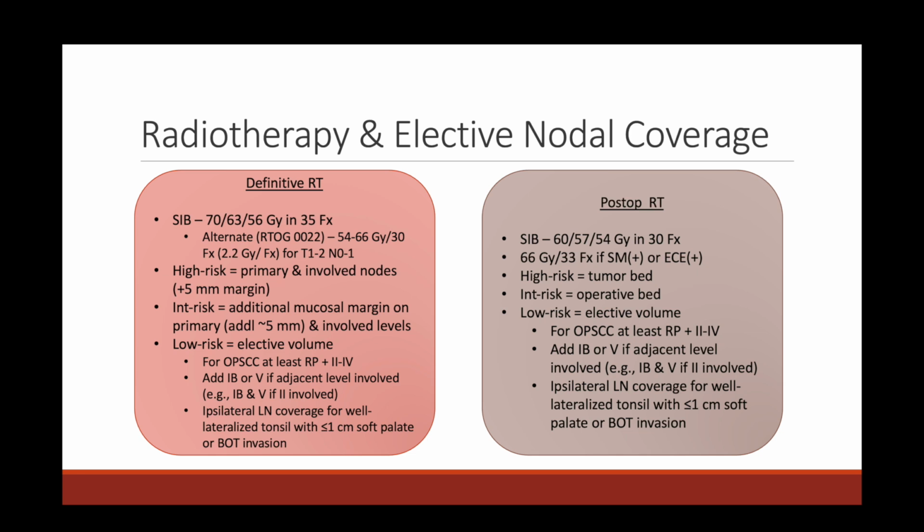But anytime there's invasion of a midline structure, I err on the side of bilateral coverage, because once it invades into the soft palate or the base of tongue, we know that those organs can drain bilaterally. So I tend to err on the side of bilateral coverage there. But for a well-lateralized lateral tonsil tumor, you can consider ipsilateral lymph node coverage, presuming that they don't have contralateral lymphadenopathy. If they do have contralateral lymphadenopathy, that's a different story. And again, the same principles apply for elective nodal coverage for post-op radiation as well. So I'll leave this here for your reference.